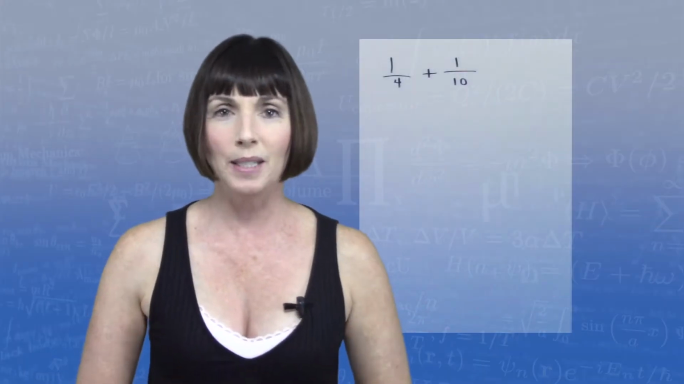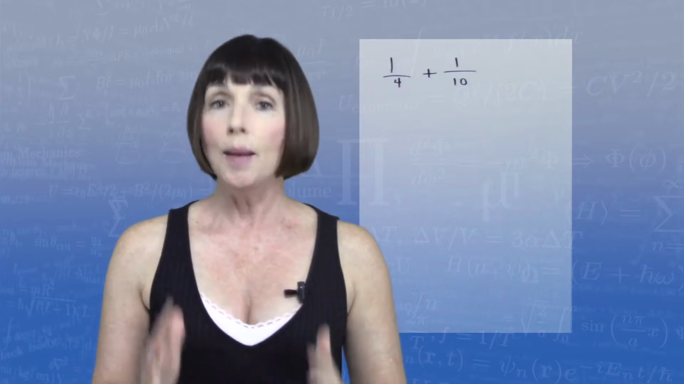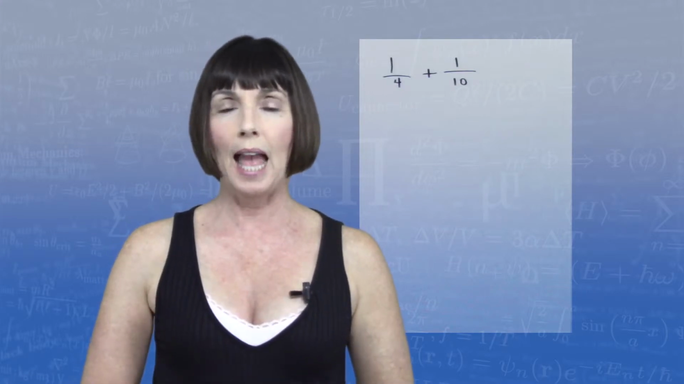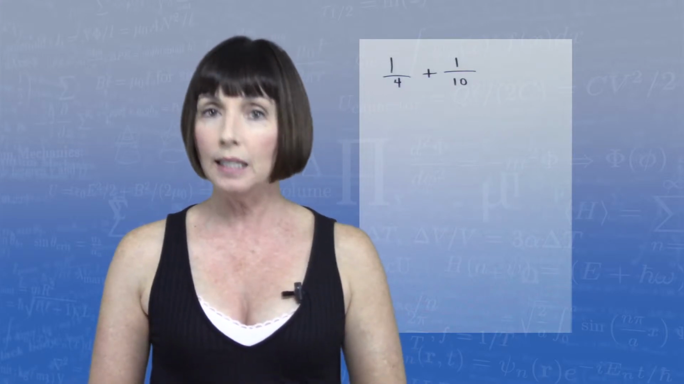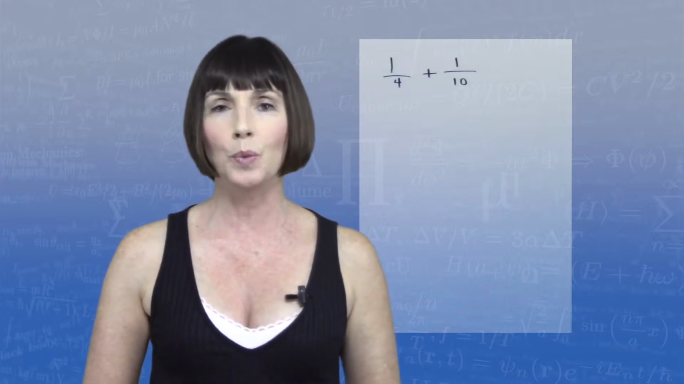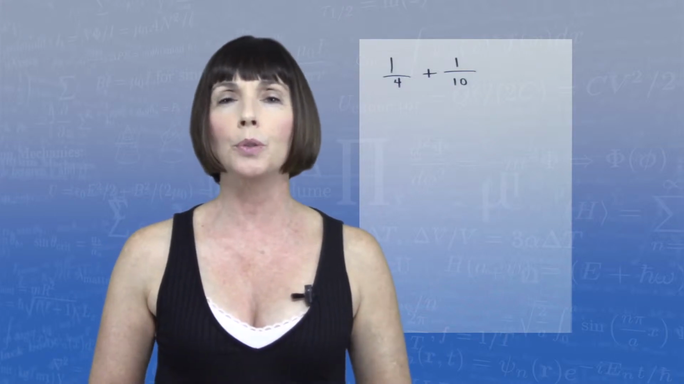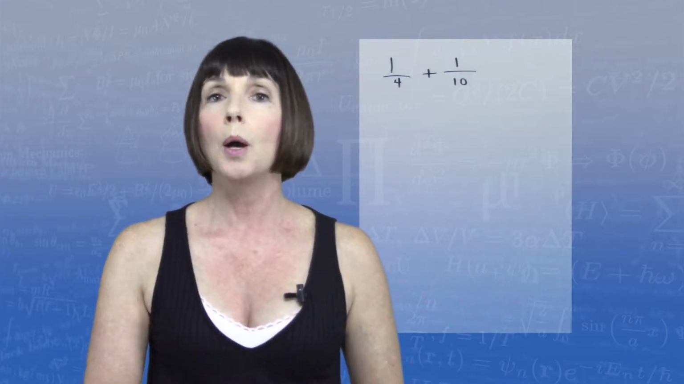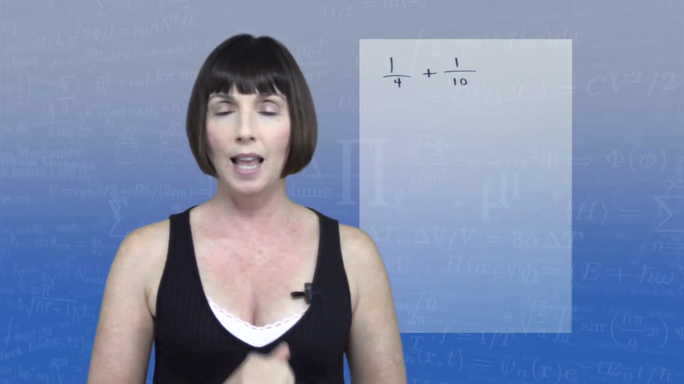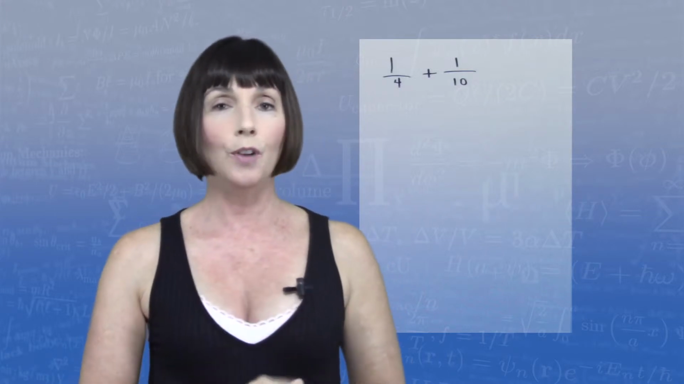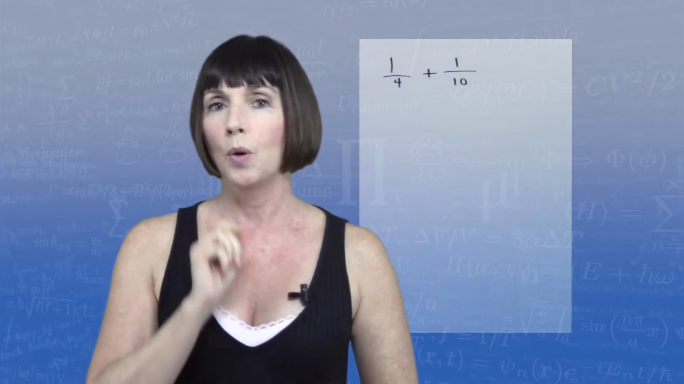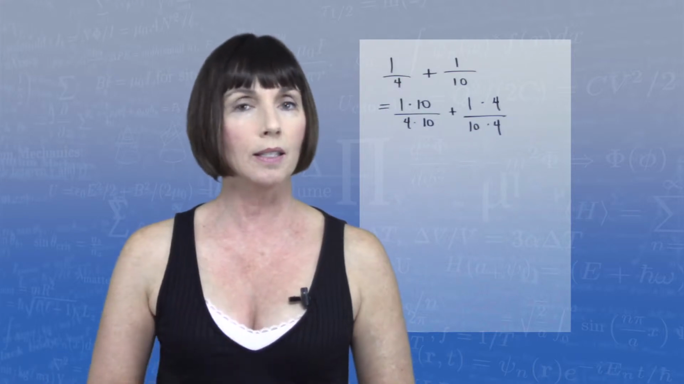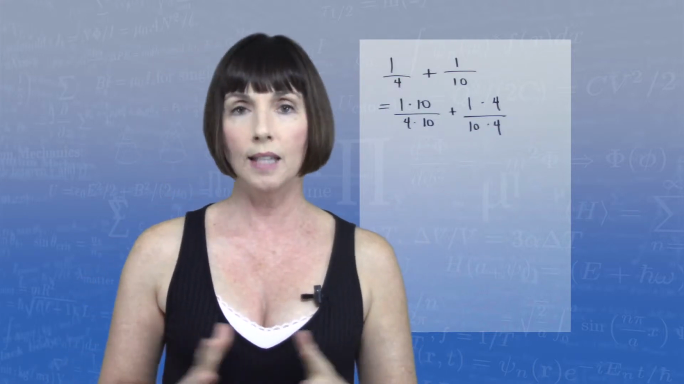Let's find a common denominator and add these fractions. I'm going to use for my common denominator the product of the 2 denominators I currently have. This won't necessarily give me the least common denominator. In fact, in this case, it will not. But that's the denominator I'm going to use, and then I'm going to reduce at the end. So what I'm going to do is multiply my first fraction by 10 over 10, and I'm going to multiply my second fraction by 4 over 4. So what I get is 1 times 10 over 4 times 10 plus 1 times 4 over 10 times 4.